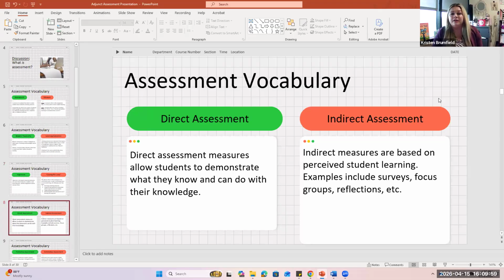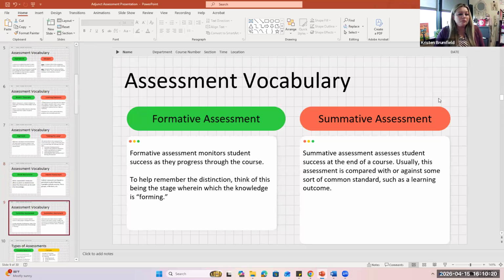So we also have direct assessment and indirect assessment. Direct assessment measures allow students to demonstrate what they know and what they can do with their knowledge. And indirect measures are based on perceived student learning. Some examples would be surveys, focus groups, reflections.